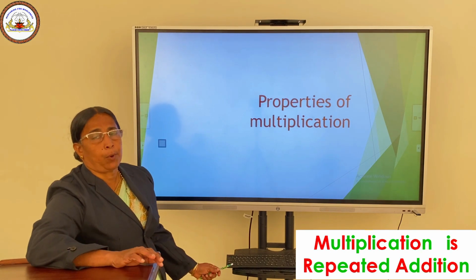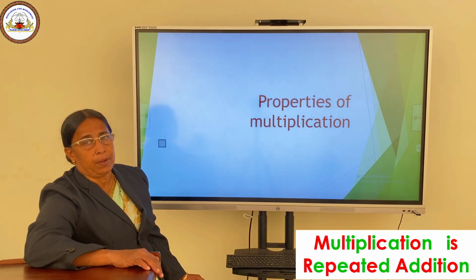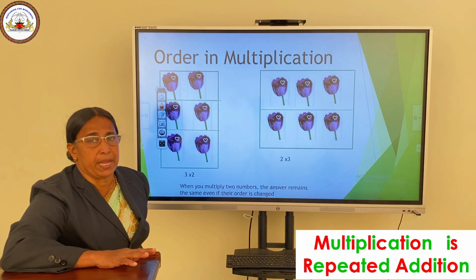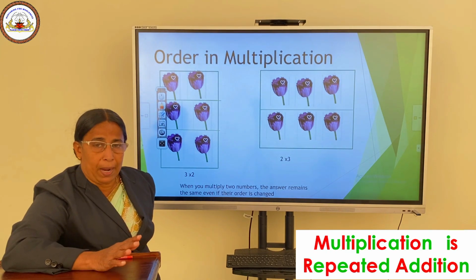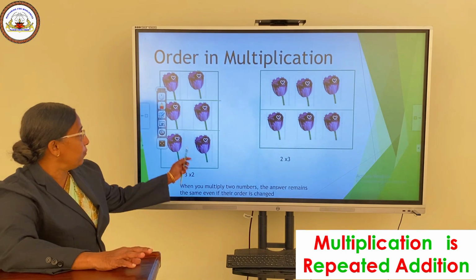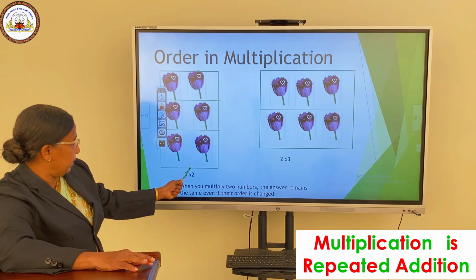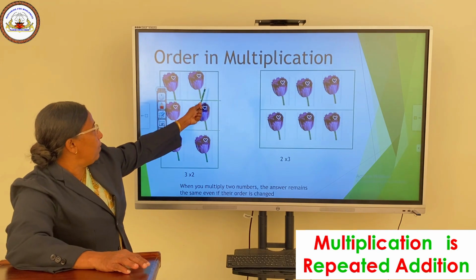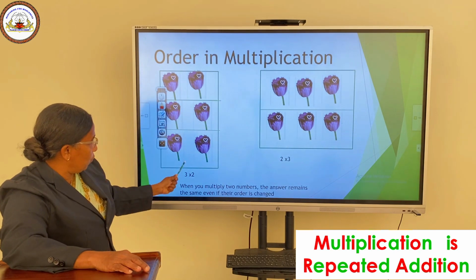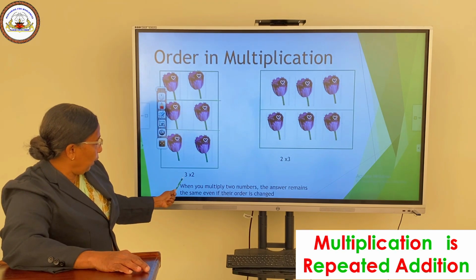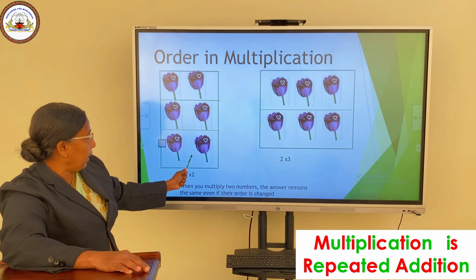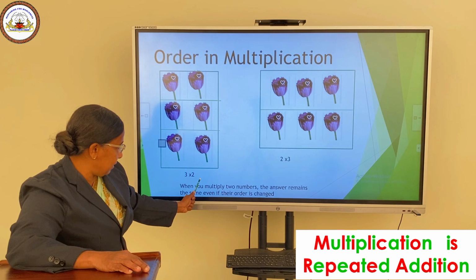Next, let us see properties of multiplication. Order in multiplication means you can multiply 2 numbers in any order. We will see an example with pictures. So 2 flowers are there in a row and 3 such rows are there. So 3 rows of 2 flowers, it is 3 into 2. The total number of flowers is 6.